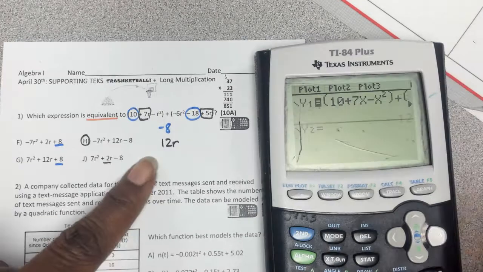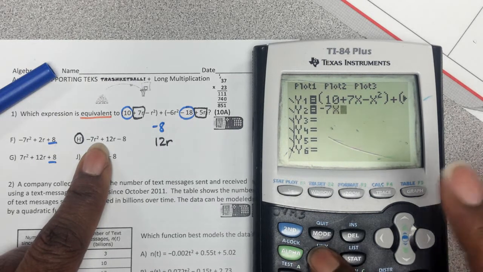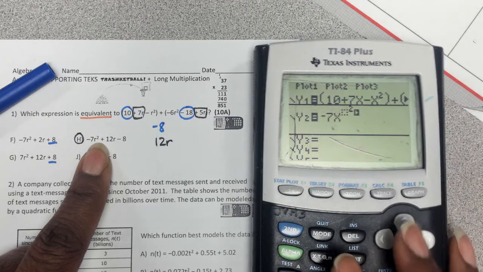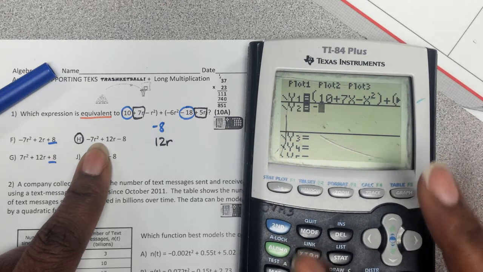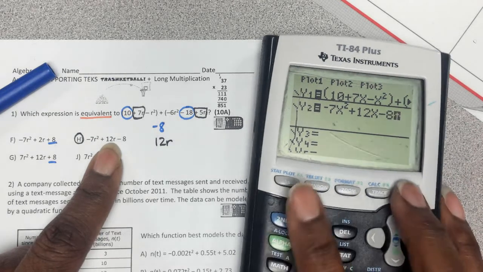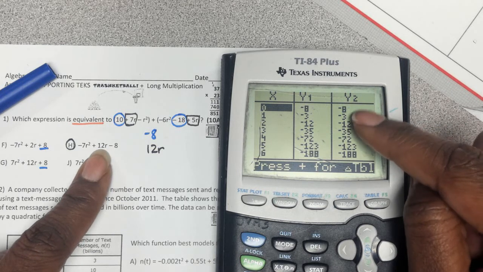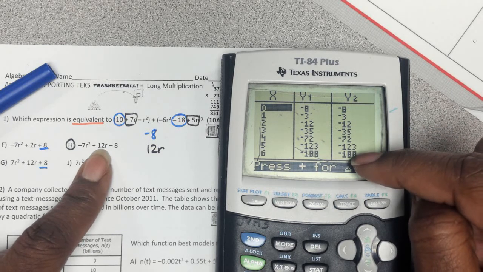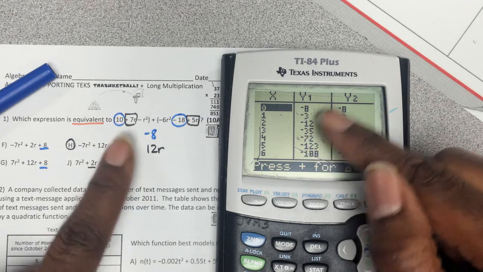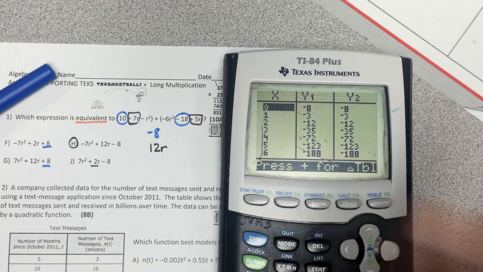Now let me go back and show you how to use the calculator. Negative 7x squared. Nope, that's not a squared. X squared. Nope, that's going to mess it up. Negative 7x squared plus 12x minus 8. When I press second graph, I need to make sure all of these are equivalent to all of these. Not my cell phone. My cell phone ain't going to help me with this problem during the STAAR, okay? I need to make sure all of these are equivalent to all of these over here. That's how I know that H is for sure my answer, okay?